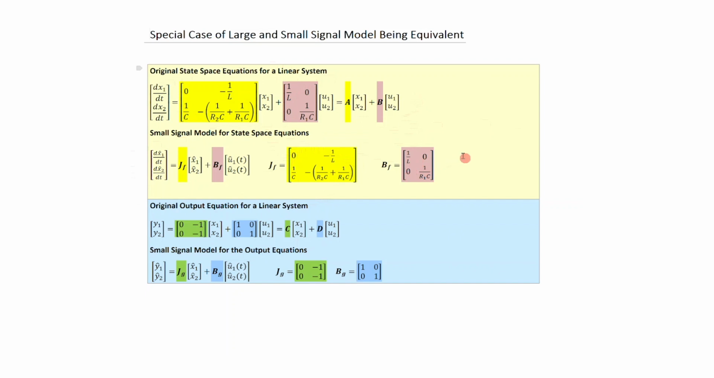So the large signal model and the small signal model for a linear system are identical to each other. Similarly, if we look at the output equations, this was the original equations. These are the small signal equations. But this is all linear, and you'll notice that this and this are equivalent, this and this are equivalent. So, special case. Large and small signal models for linear systems are identical.